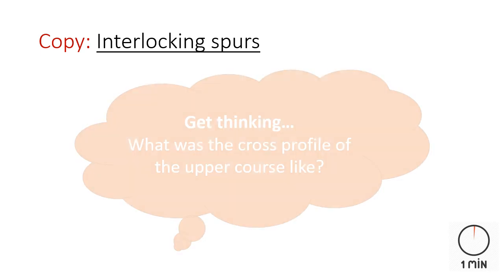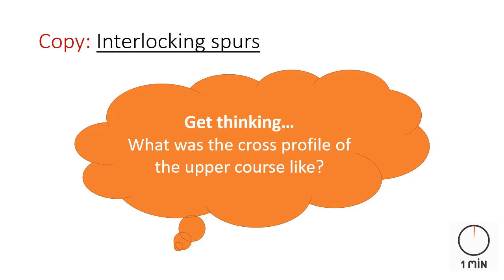So we're going to start with our first landform, which are interlocking spurs. Before we do interlocking spurs, though, we've got to build to that point. We've got to think once again about the upper course of the river. So if you could copy that down for me, please. Interlocking spurs. Make sure you underline it. This is a subtitle.